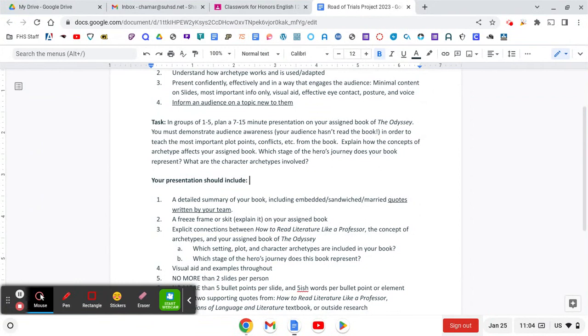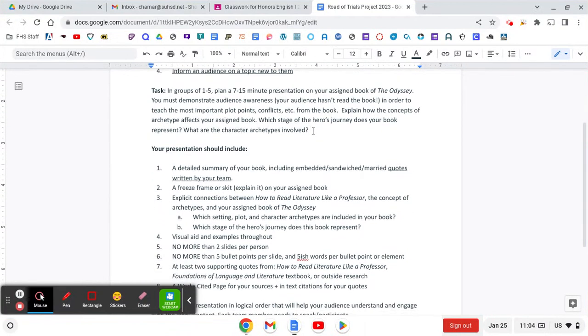All right, so let's take a look. In groups of 1 to 5, plan a 7 to 15 minute presentation on your assigned book. If you are presenting just yourself, then plan more of a 7-ish minute presentation. If you have a group of 5, you're going to be pushing maybe 15 or longer, okay? The more people in your group, the more detailed the presentation should be. And you're also expected to explain how the concept of archetypes affects your assigned book.